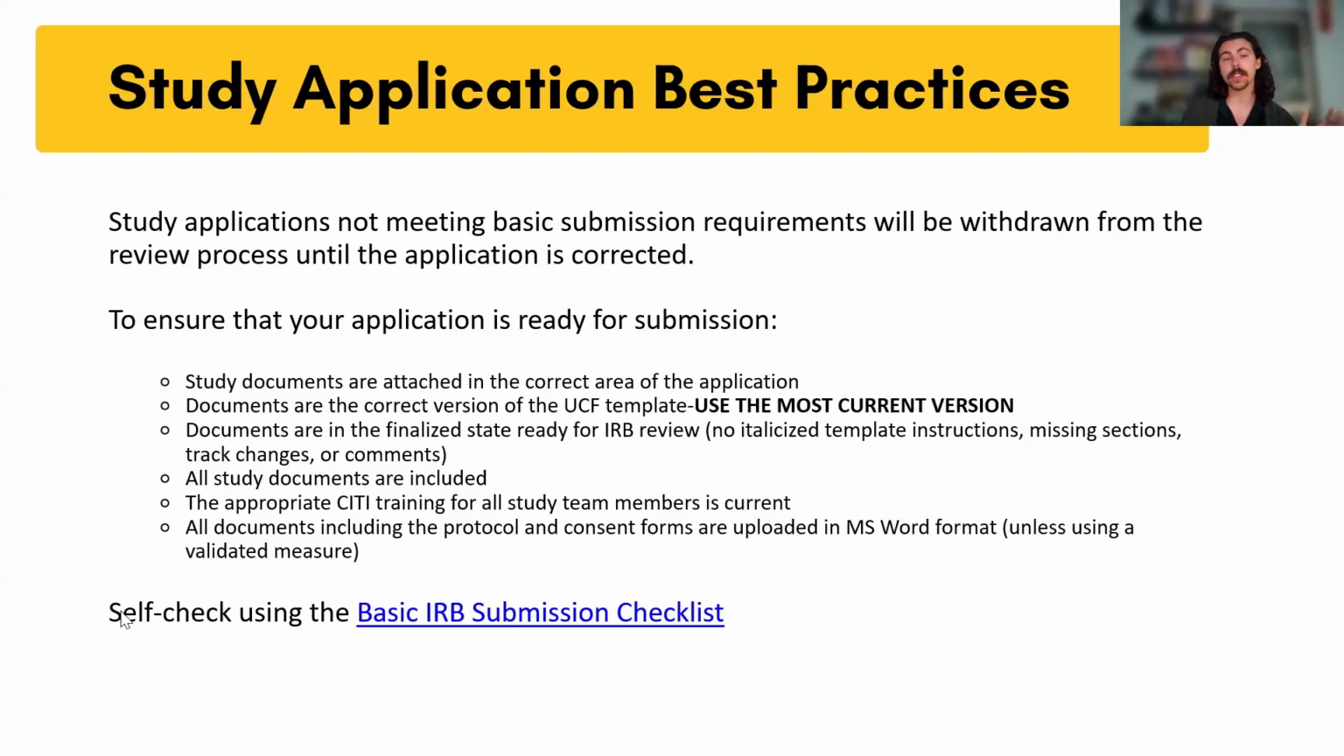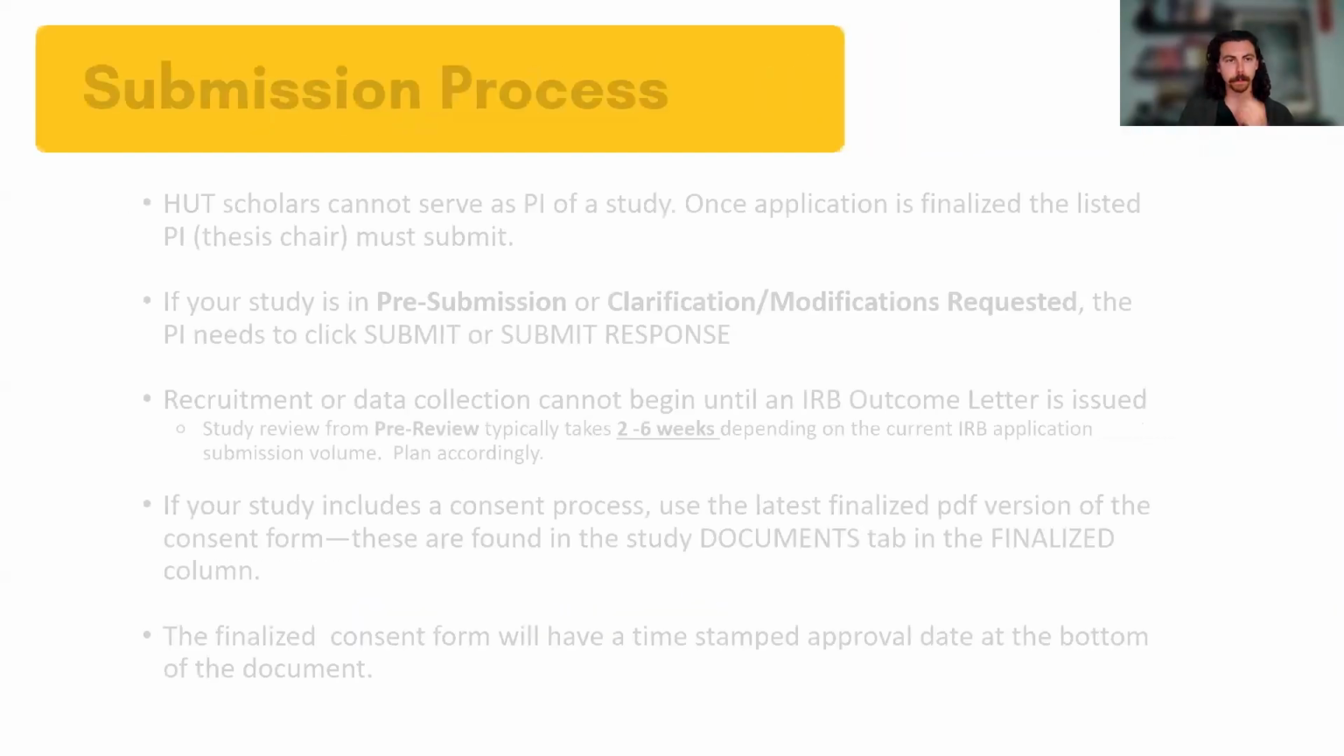And then you can also do a self-check. If you're ready and your application materials are prepared, you can do a double check. Use this hyperlink and check the basic IRB submission checklist. It basically just asks you these bullet points and makes sure that you meet those basic submission requirements.